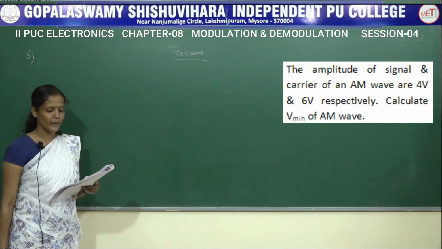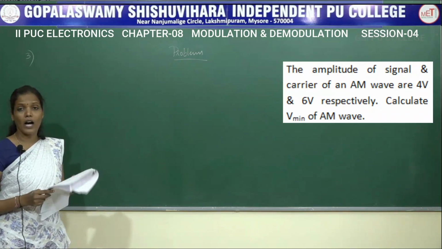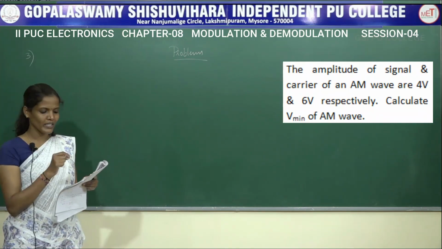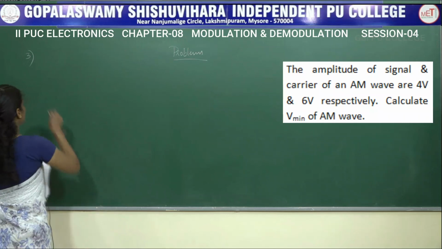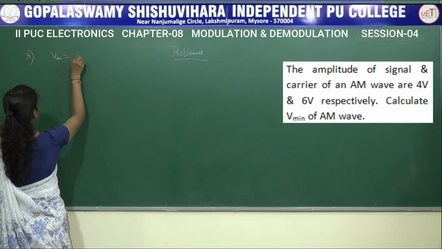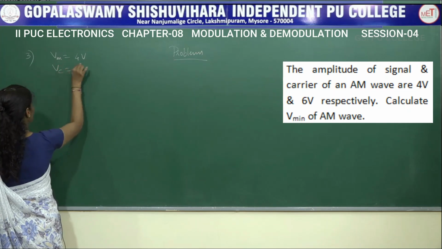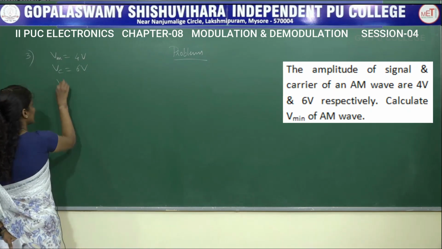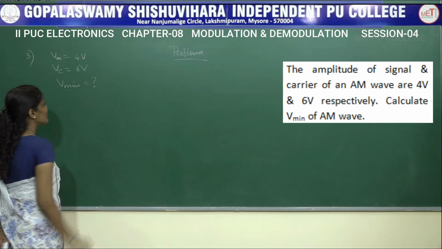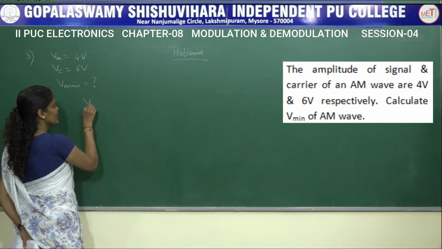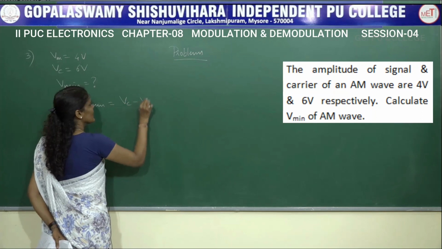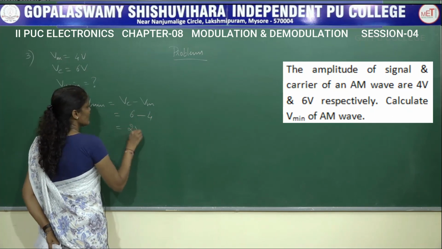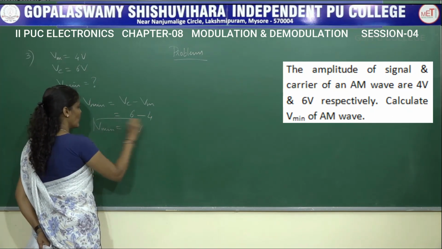The amplitude of signal and carrier of an AM wave are 4 volts and 6 volts respectively. That is, the amplitude of signal is 4 volts and the amplitude of carrier is 6 volts. The amplitude of signal, that is Vm, is equal to 4 volts and the amplitude of carrier, that is Vc, is equal to 6 volts. Calculate V minimum of the AM wave. This problem is very simple. V minimum is nothing but Vc minus Vm. So, Vc is 6 volts, Vm is 4 volts. So, V minimum value is just 2 volts.